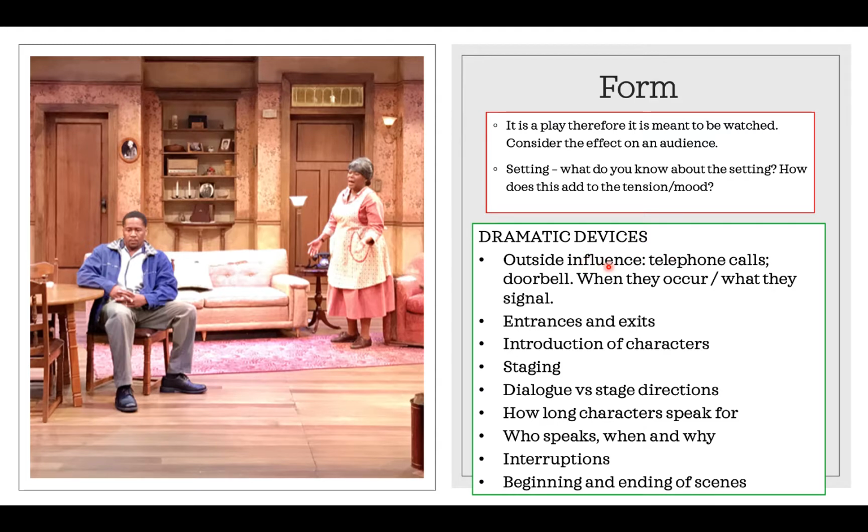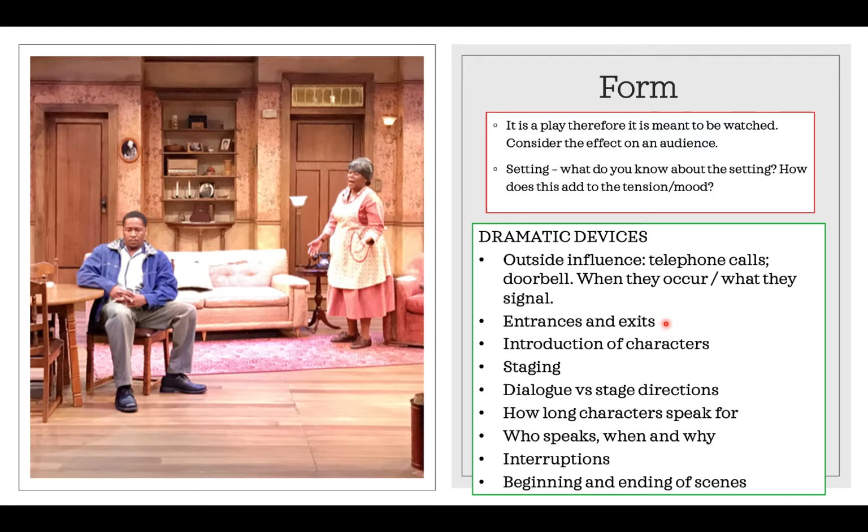So you have outside influences, things that maybe disrupt the play or disrupt the action. So telephone calls, doorbells. Think about when they occur. What do they signal? If you go back through the play and try to track every time there is an external noise, think about what was happening before. How does it interrupt the action? Which character does it interrupt? Which character engages with this particular noise? What news does a telephone call bring? How does it affect the action? How does it bring conflict? So it would be a good idea for revision to go back and make a note of where we see all these different things.